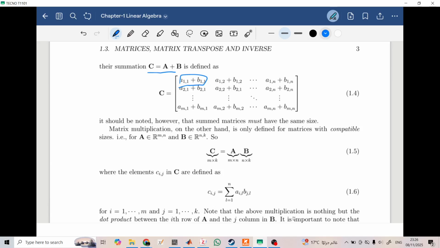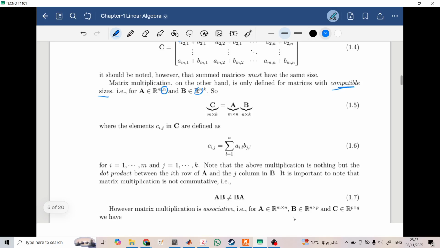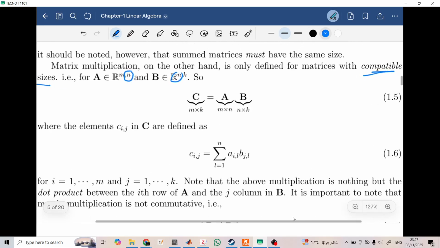How about matrix multiplication? We cannot multiply any two matrices. We have some conditions. The only condition is that they must be compatible in sizes, meaning that the columns of the first matrix must be equal to the rows of the second matrix. Just like this. Here you can see we can multiply A by B since they have compatible sizes, and the resulting matrix will get m rows times k columns.